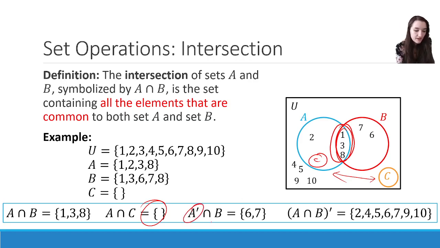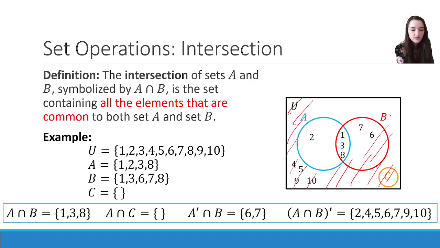A complement intersect B. Now that's an interesting one. So the complement of A, we're going to color this in. So the complement of A is everything outside of A, right? And then B is everything in B. So what part of this did I color in twice? That's the 7 and the 6. So essentially, when I want A complement intersect B, I'm looking for whatever's in B that wasn't in A.